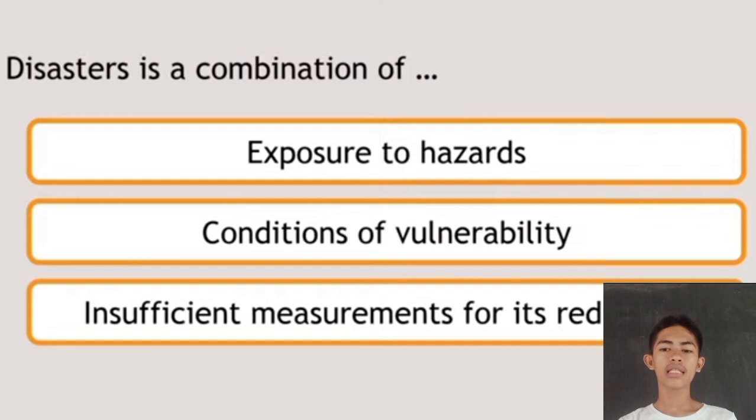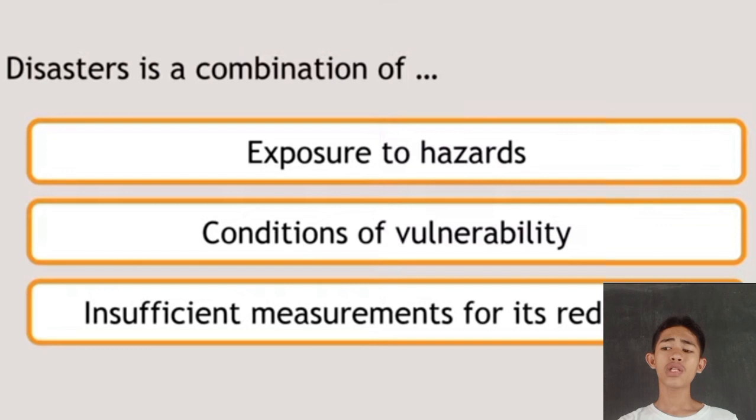Third component or third aspect of disaster is what we call insufficient measures for its reduction. It means that there is a lack of education. There is a lack of awareness regarding disaster and hazard. That's why it is very important that we have education regarding disaster risk reduction management.